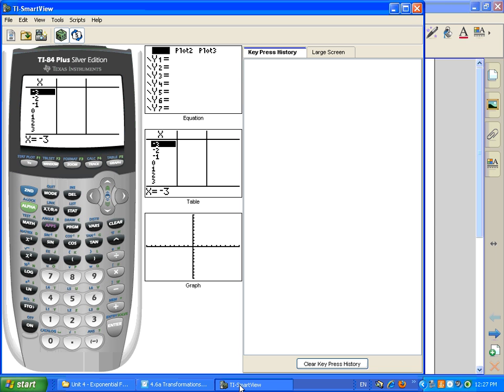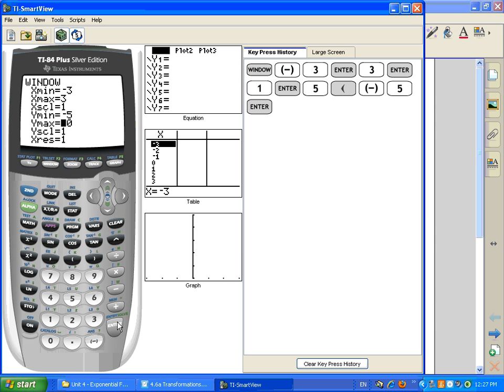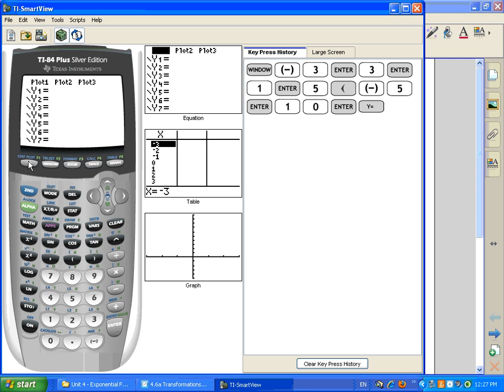It says to take the window and to reset the window. So we're going to go -3, enter 3, enter 1, enter 5. Sorry, my fault, -5, and then 10. And 1 and 1. So now that I've got my graphing calculator set up in terms of my window, I'm then going to enter 3 equations in. So we're going to compare 3. So the first thing in y1, we're going to go 2 to the x.